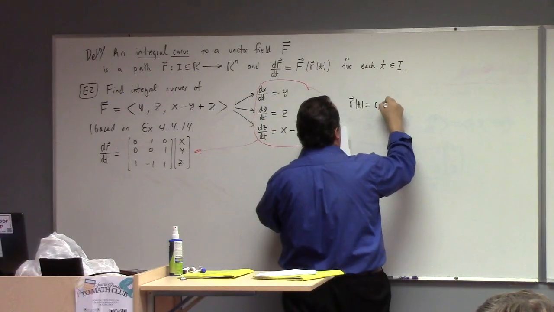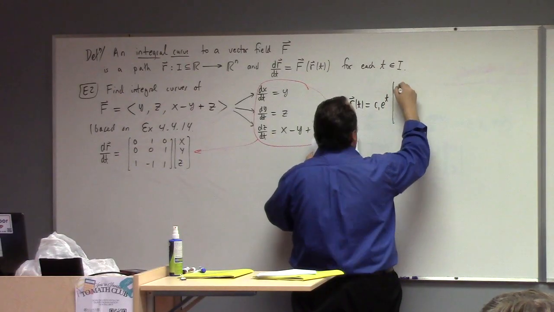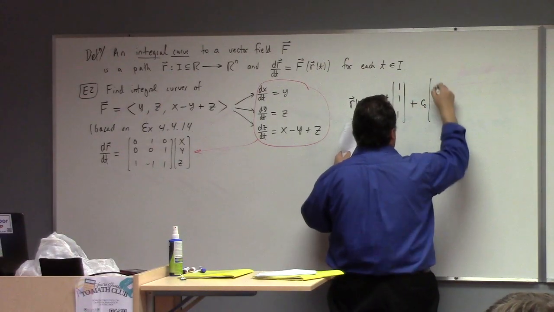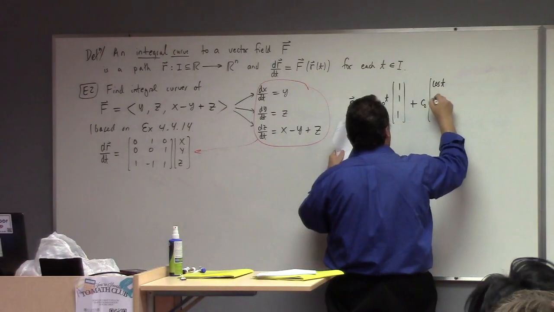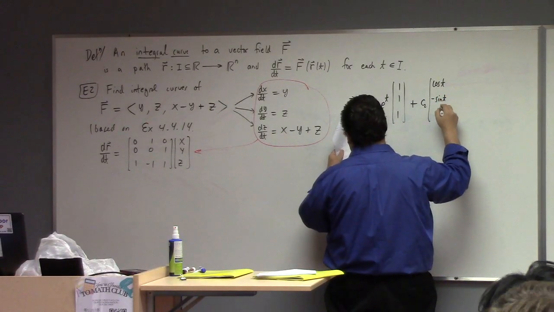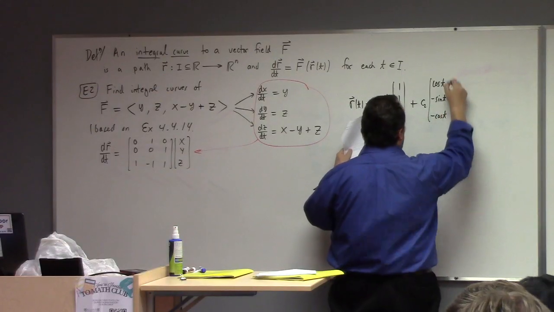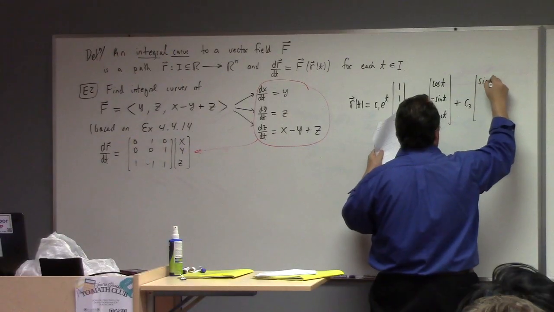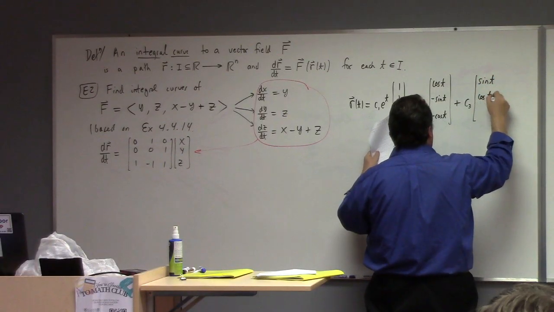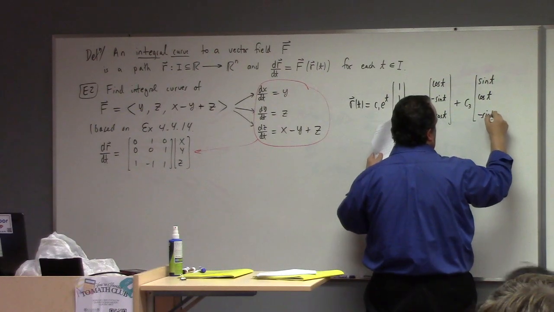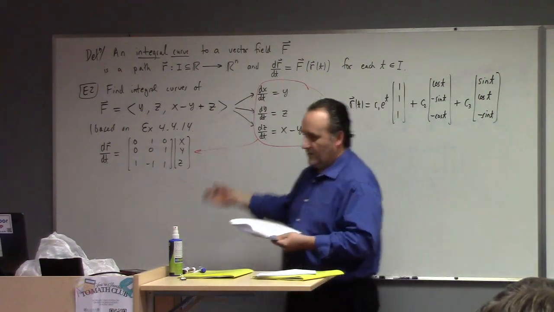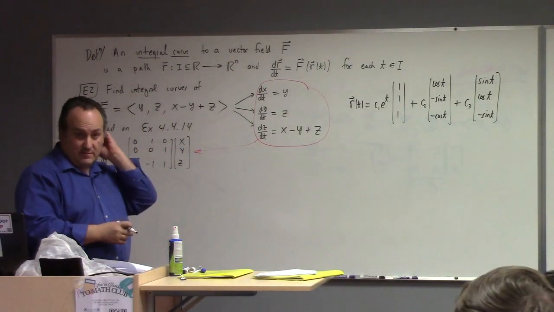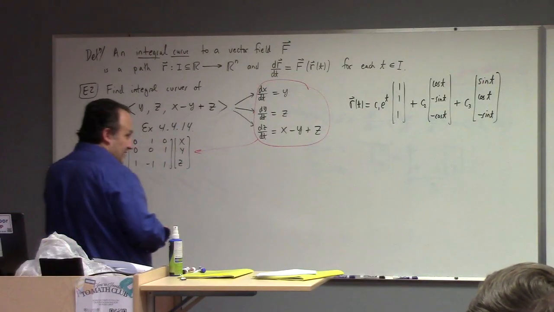equals c1 e to the t times (1, 1, 1) plus c2 times (cos t, minus sin t, minus cos t) plus c3 times (sin t, cos t, minus sin t). So you guys tell me, what are the details of the problem here? What were the eigenvalues for this matrix? If you want to read it backwards, can you reverse engineer this?